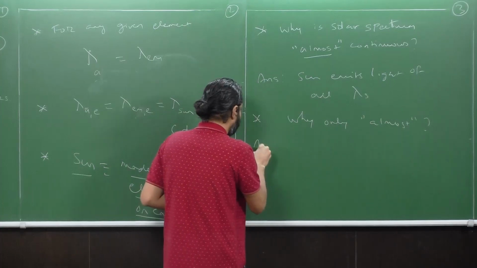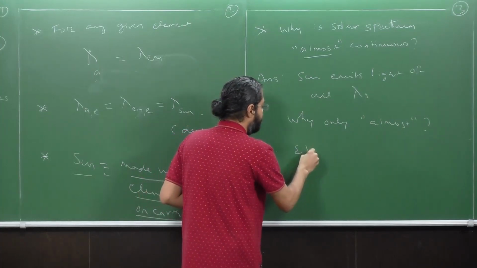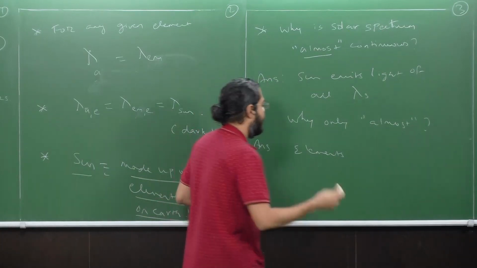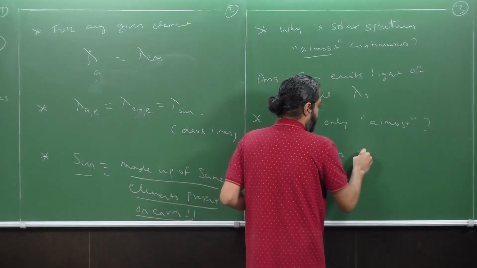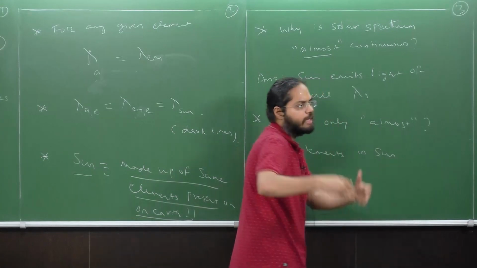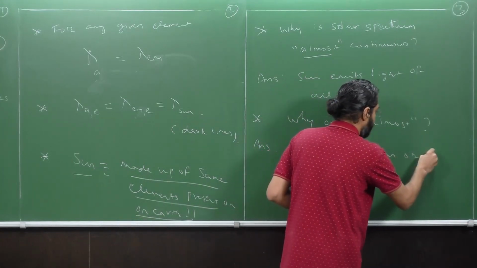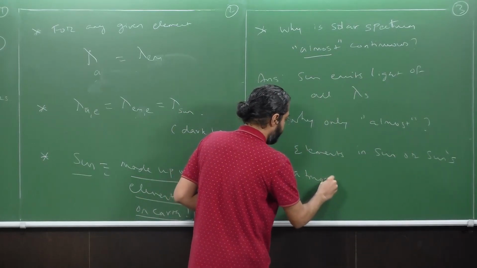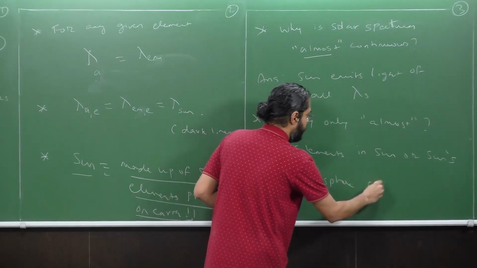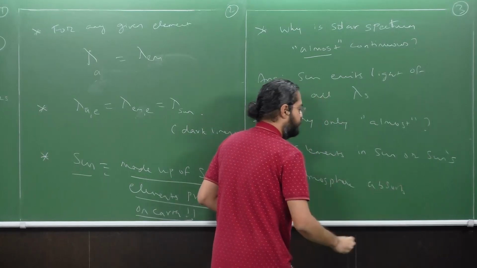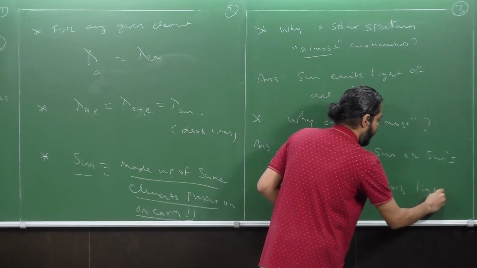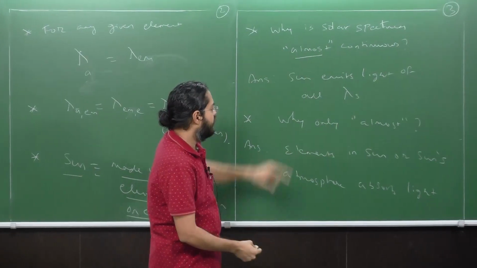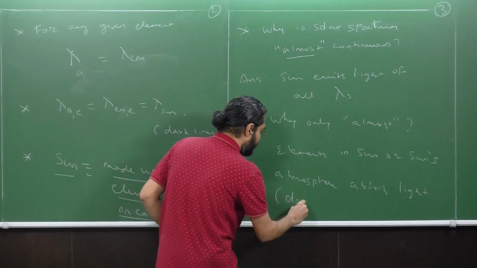The answer is elements, the same elements which are present on Earth, in the sun's atmosphere, which absorb light, and this results in the spectrum not being exactly continuous, but there are some dark lines noted.